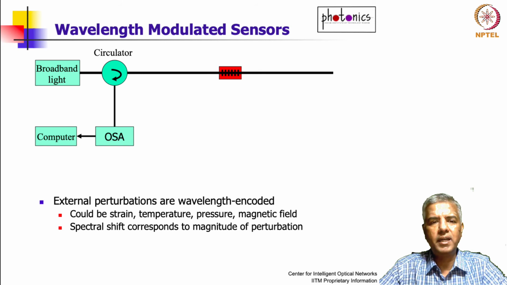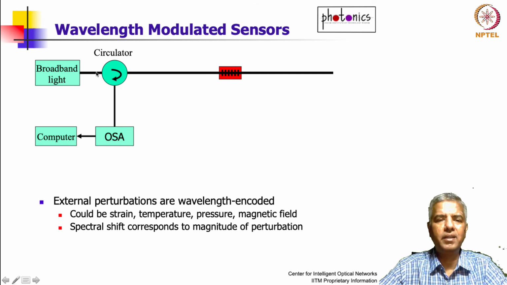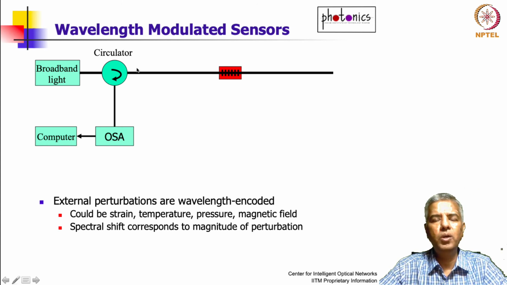To understand this, let's consider this schematic. You have broadband light going through a device called a circulator. A circulator essentially directs light from port 1 to port 2, but any light coming from port 2 won't go back to port 1. Instead, it will go to another port, which is port 3.